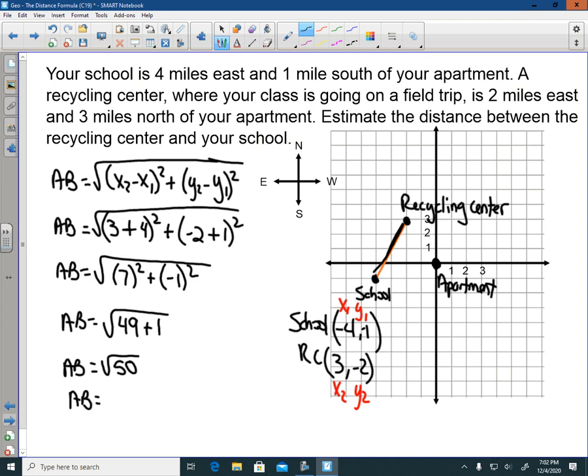And the last step, find the square root of 50. Square root of 50 is 7.07. So it's about 7, what are the units? Miles. There you go. It's about 7 miles from your school to the recycling center, and that's how you figure that out. All right? So the distance formula is a thing, y'all, and it looks intimidating, but you can do it. It's just a matter of identifying your points, labeling them with the x1, y1, x2, y2, sticking those numbers in the right spot, and then calculating your way through this problem.